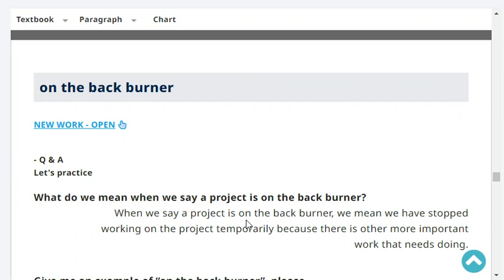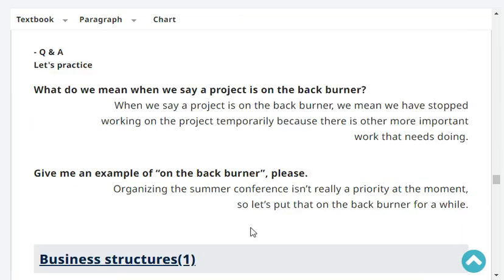Okay, next. What do we mean when we say a project is on the back burner? When we say a project is on the back burner, we mean we have stopped working on the project temporarily because there is other more important work that needs doing.